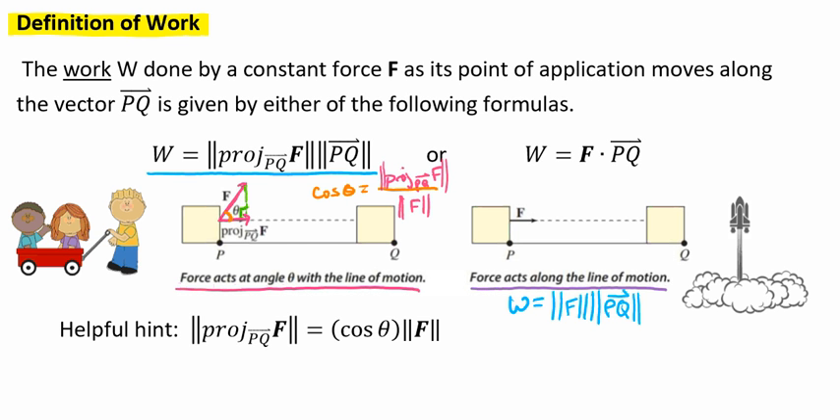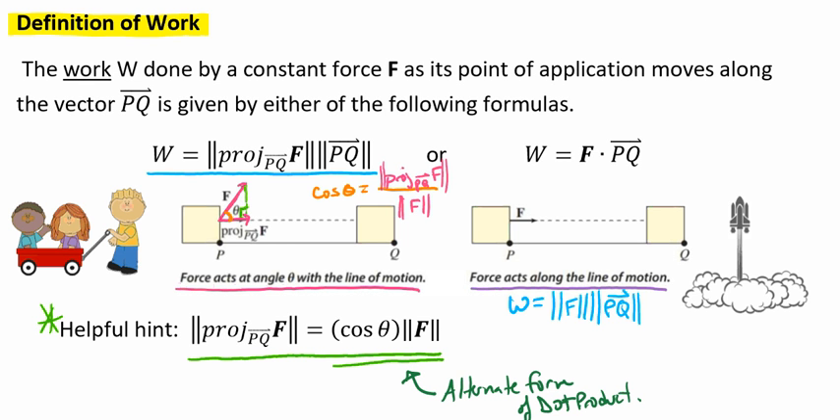And if we rearrange that a little bit, then that gives us this helpful little hint down here, where we'll be able to say that the projection of F onto PQ is the cosine of theta times the magnitude of F. And we see that we have here the alternate form of the dot product, which then allows us to substitute in for the projection of F onto PQ this cosine of theta times F, which again is really just the alternate form for the dot product of our force and vector PQ.